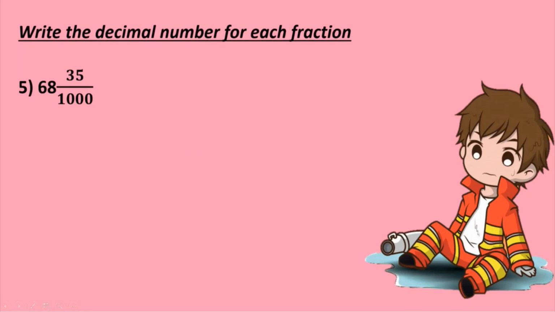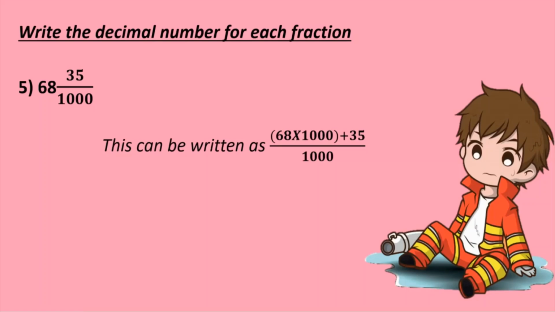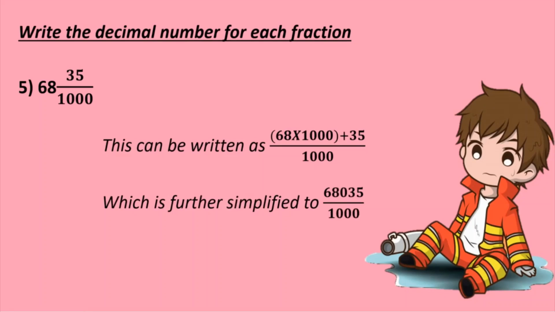68 35 by 1000. So this is in the form of a mixed fraction and we have to change it first into an improper fraction. We multiply 68 by 1000 and add 35. So the number is 68,035 by 1000. Here 1000 has 3 zeros, so we will have 3 digits after the decimal. And we write the decimal number as 68.035.